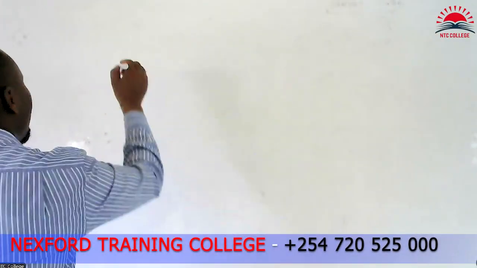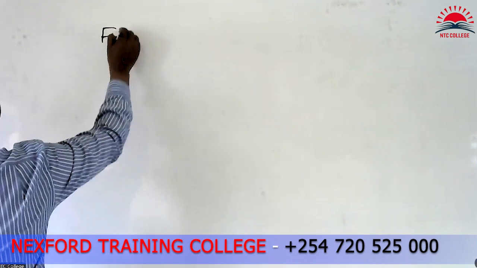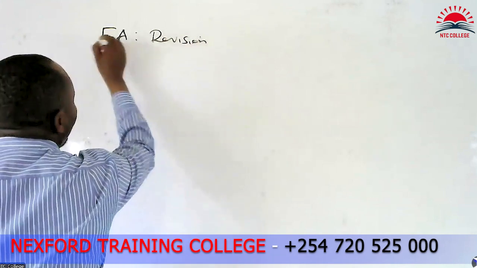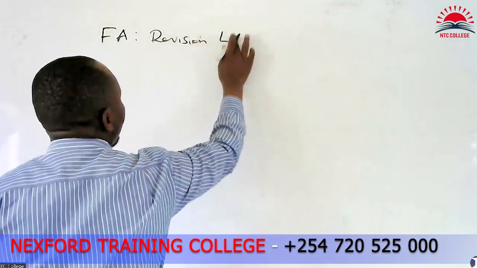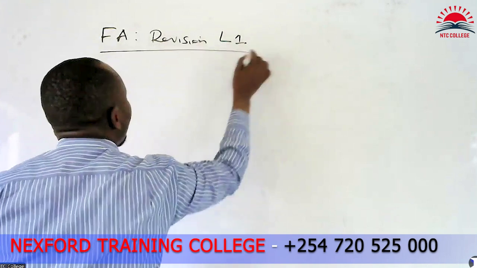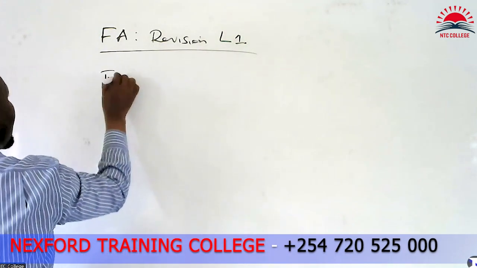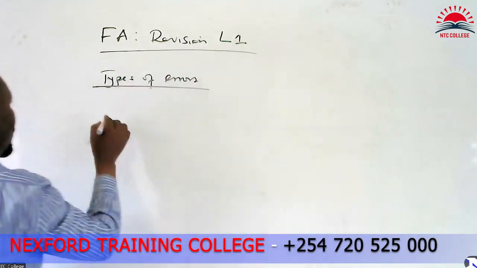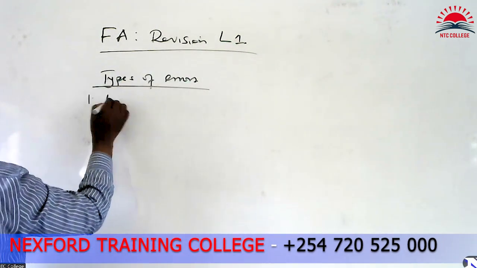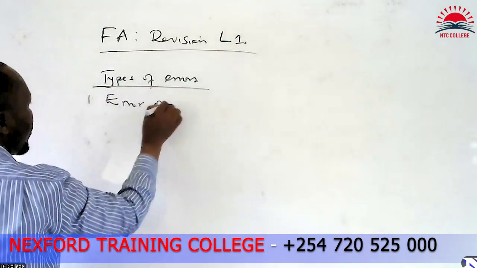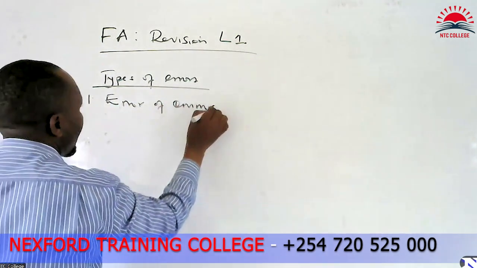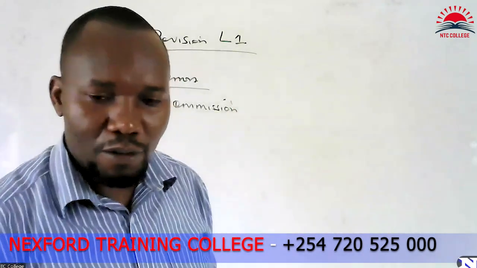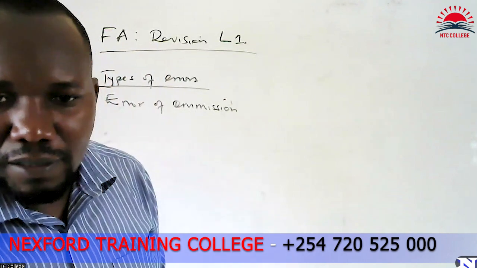The types of errors. That is AFM revision. So the first one, you say that the first type is called error of omission. Error of omission. And I hope that you have written that.